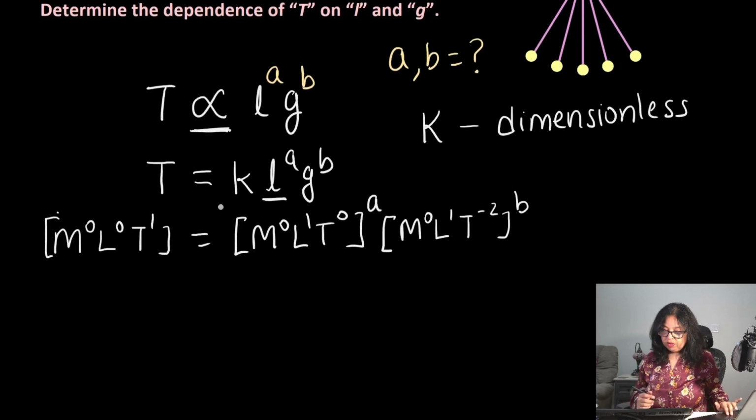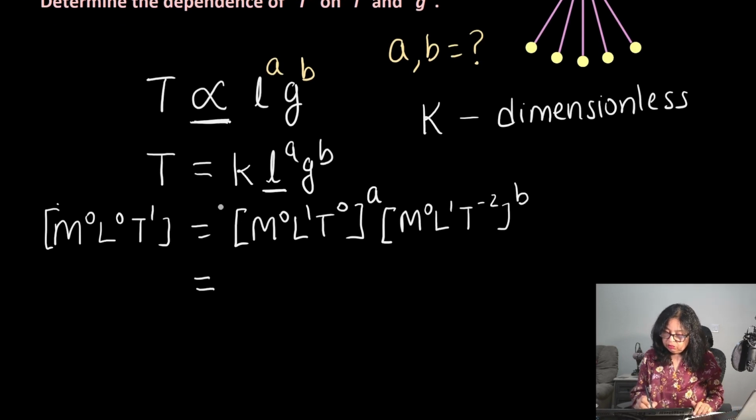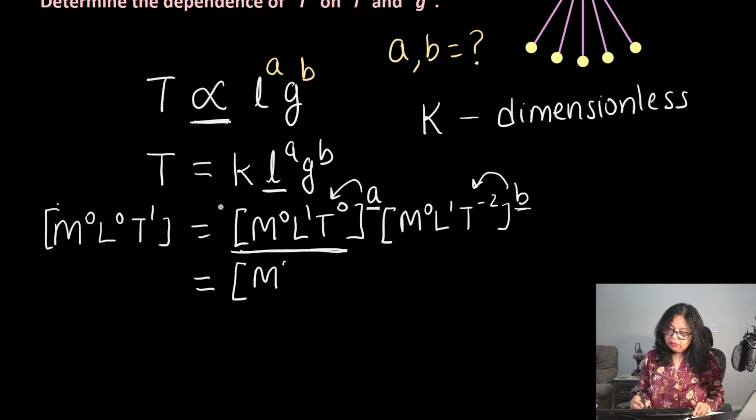Okay, moving on. Next, I'm going to bring both of these powers inside the parentheses, like this. So when I bring A inside the first parentheses, what do I get? M to the power 0 times A is 0. L to the power 1 times A is A. T to the power 0 times A is 0.